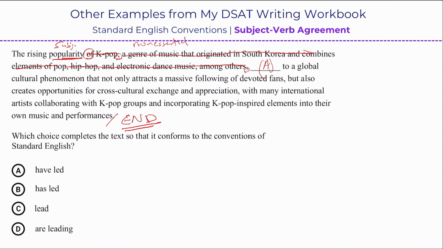Because I know that the simple subject of the sentence is popularity, right? And popularity is a singular subject. I know that I have to have a singular verb, right? So I know that B, has led, is the only answer that works, right? Remember, you guys, the subject of a sentence, right? So what has led to a global phenomenon, right? Oh, the popularity has, right? The popularity of K-pop has, right?